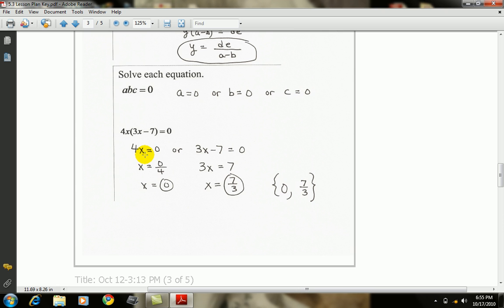If I solve the first case, I divide by 4. 0 divided by 4 is 0, so one of my answers is x equals 0. 3x minus 7 equals 0. I add 7 to both sides of the equation. 3x equals 7. Divide both sides by 3. X is equal to 7/3. My solution set is 0, 7/3. I'm not a math teacher that makes you formally write an answer set with set brackets on it, but some of your future teachers might. So it's a good habit to get into.